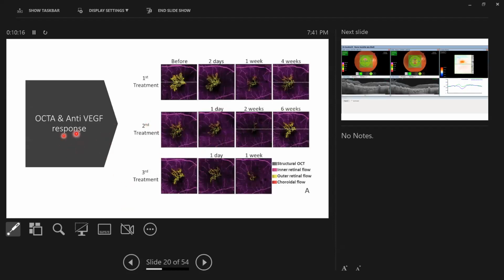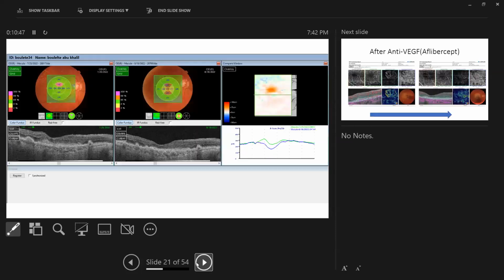Also, the OCTA is useful for monitoring the response to the treatment, especially if you are treating the patient with a wet AMD. And we can see that when you treat the patient with anti-VEGF, we can see on the OCT angio how they get a regression in the size of the macular neovascularization. And this is a very useful tool to tell you when to stop the treatment of the patient and to be sure 100% that the macular neovascularization is completely regressed.